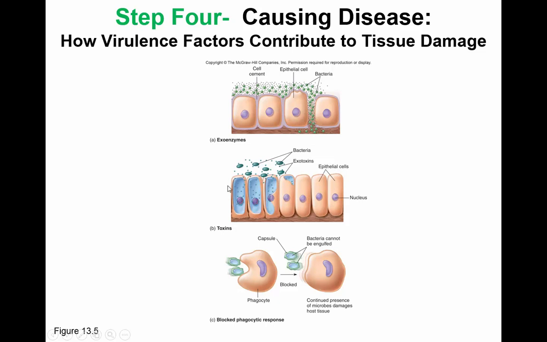Okay, we've already talked about the first three steps: the portal of entry, the binding or attaching to the host and becoming established, and then how they survive the host defenses. But now we want to look at step 4, which is where they actually start to cause disease. They've entered, they've attached, and they've withstood defenses. So now they're going to cause some tissue damage, cause some disease.